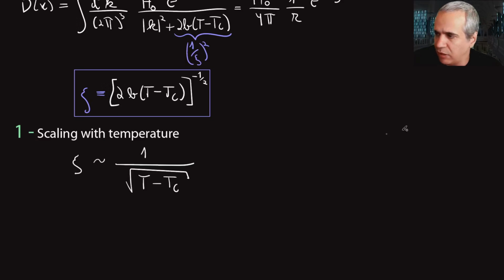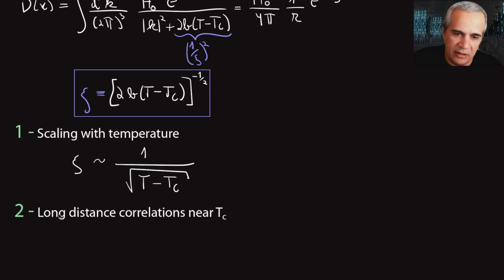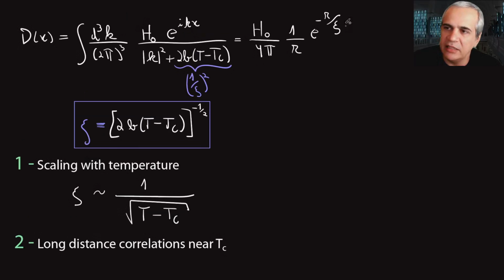The second thing I want to notice is already being shown here, right? That we are developing long distance correlations near this critical temperature. You can see from this scaling that if T goes really close to Tc, then the correlation length is diverging, right? You're essentially killing this exponential suppression, and then you just have a 1 over r distance, which is a long distance correlation. That's what we call a long distance correlation.